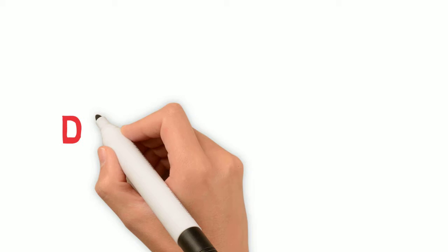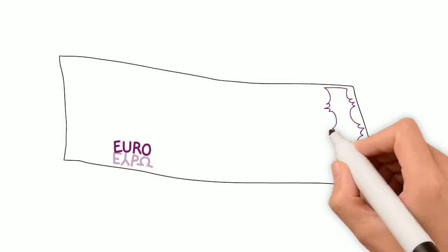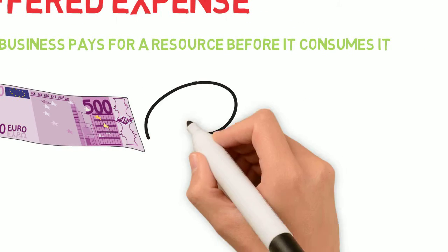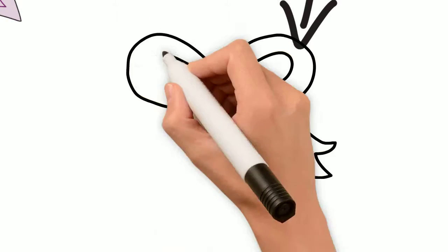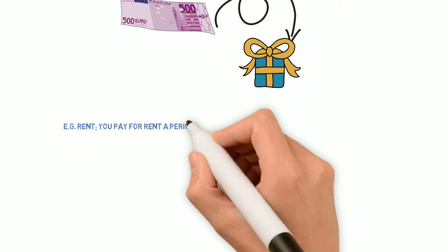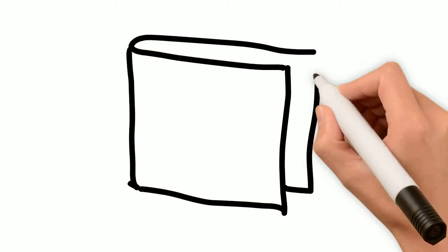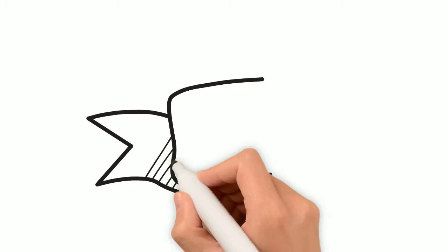Deferred expense, when a business pays for a resource before it consumes it. An example: when you pay for rent a period in advance before you occupy the house, paying for rent, then occupying the house.